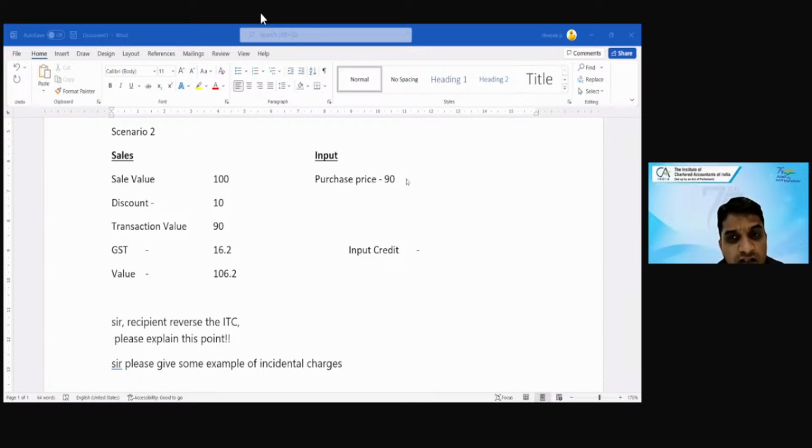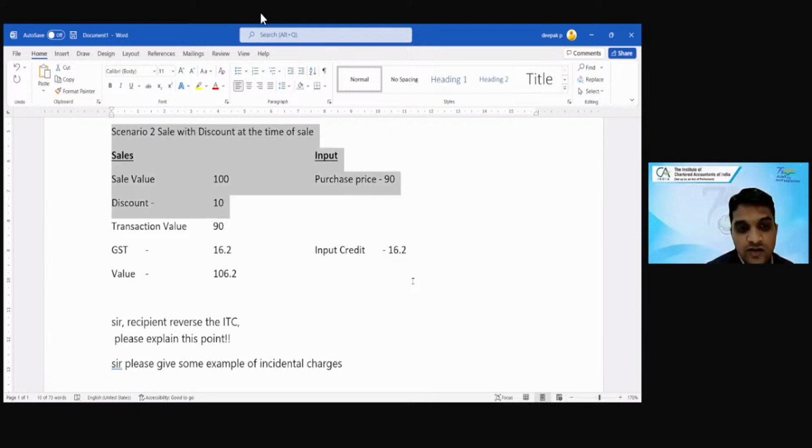But this discount has been agreed after sale? No, this is not after sale. That is what I am trying to say, this is the discount given at the time of sale. Because had it been after sale, I would have sold at 100 and given a discount afterwards. But at the time of sale itself, I have given him a discount. So ITC for the customer is 16.2. Okay. Scenario 1, we understood, the normal scenario. Scenario 2 is sale with discount at the time of sale.